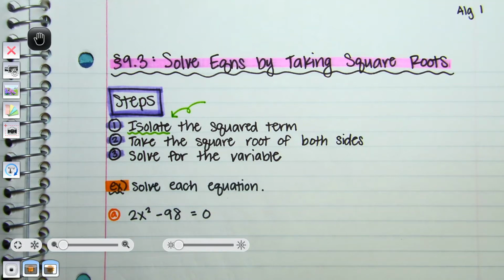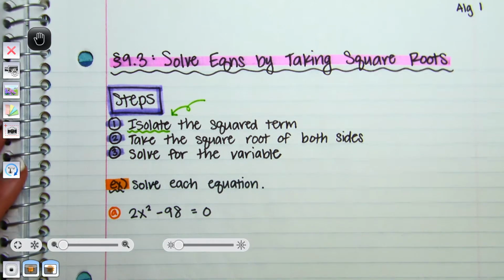Hi everybody, so today we're going to be doing notes on section 9.3, which is solving equations by taking the square root. So this is why I went over the simplifying radicals a couple of days ago in the notes, because that's really going to help us here. So go ahead and pause and write this down.